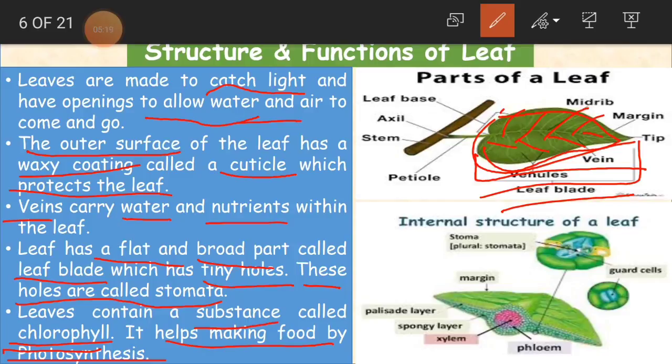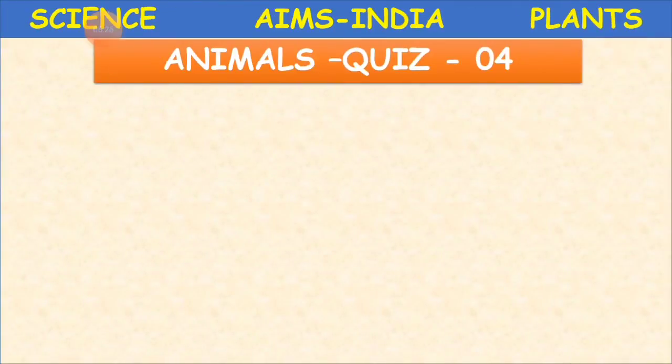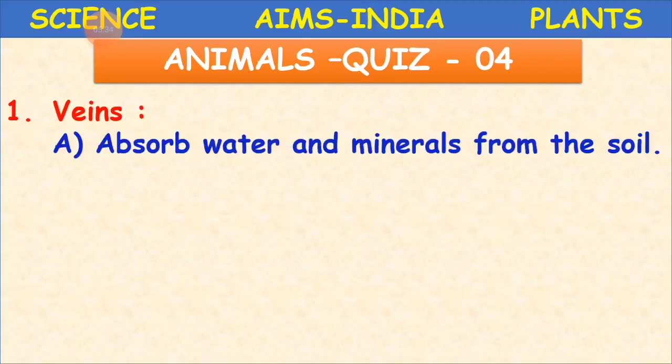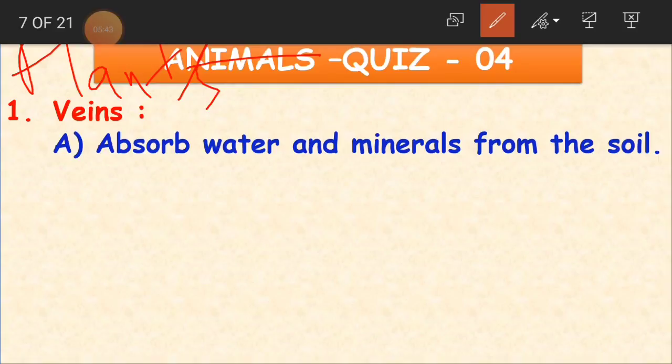Clear children? Okay. Now we'll go to the next one. Next topic here. What is our topic here? Our revision in the form of question and answers. Okay children? So we'll just see the first question now. Sorry, this must be at plants. I have written this as plants. Okay. Now the first question here is about veins.